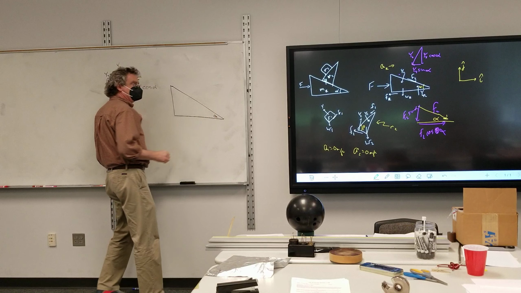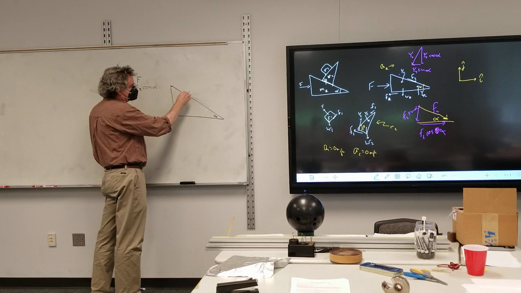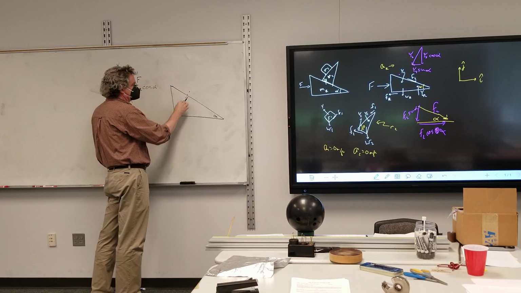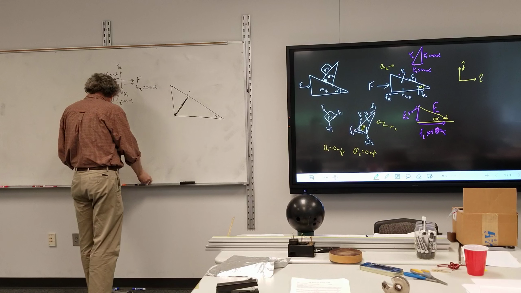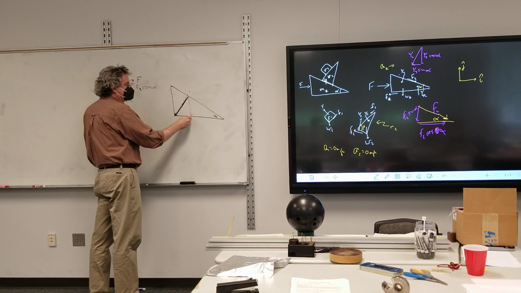I know this is alpha in that corner. Normal force is coming down like this. So all I need to do is figure out the relative angles. Normal force is going in that direction, and I need to figure out how much of it is down and how much of it is to the left.